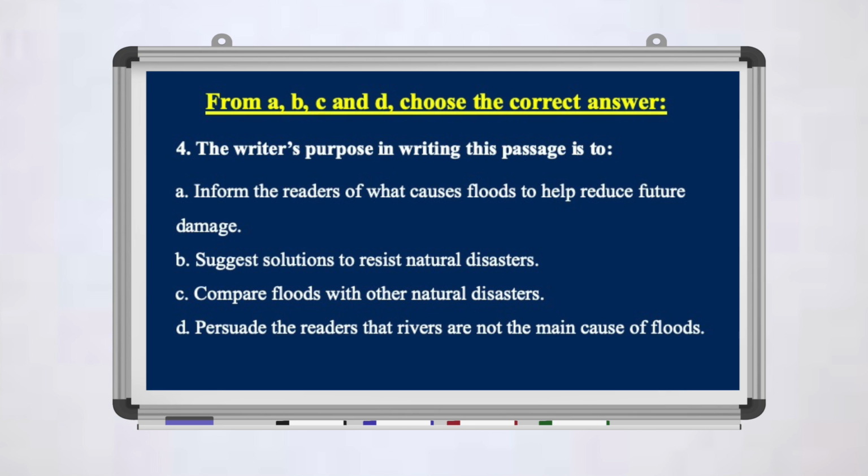The writer's purpose in writing this passage is to inform the readers of what causes floods to help reduce future damage? Is it to suggest solutions to resist natural disasters? Or could it be to compare floods with other natural disasters? Or is it persuading the readers that rivers are not the main cause of floods?